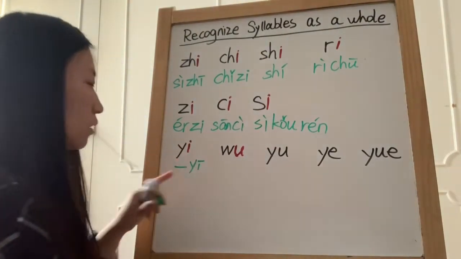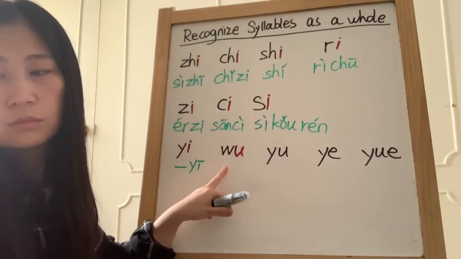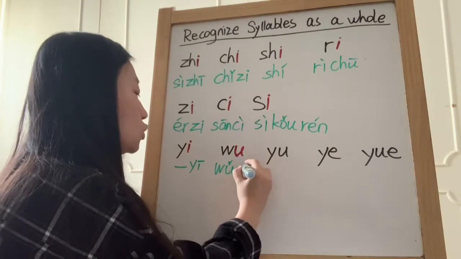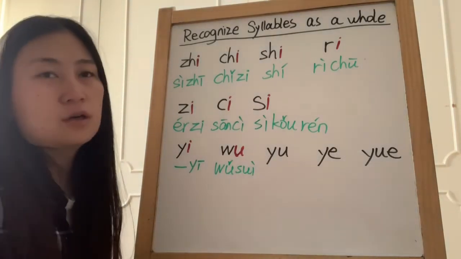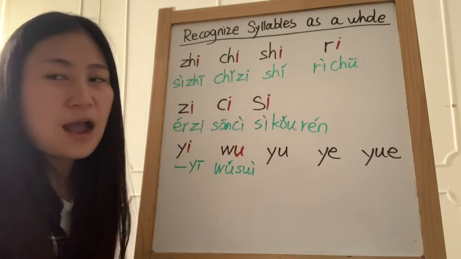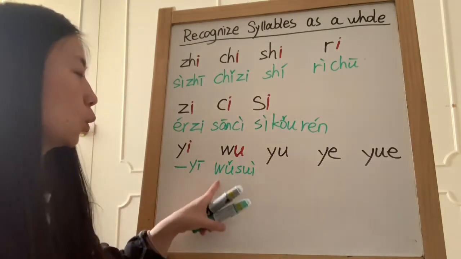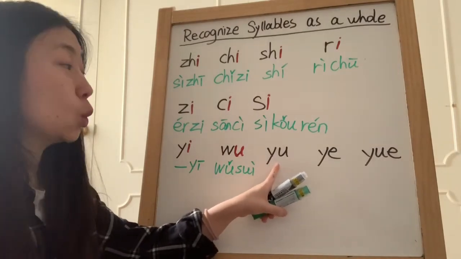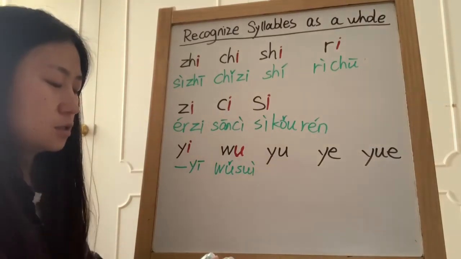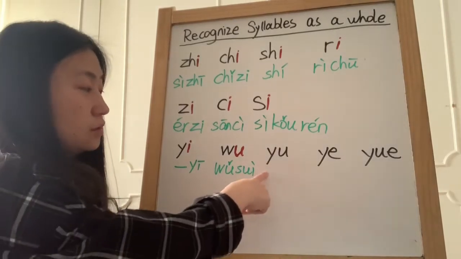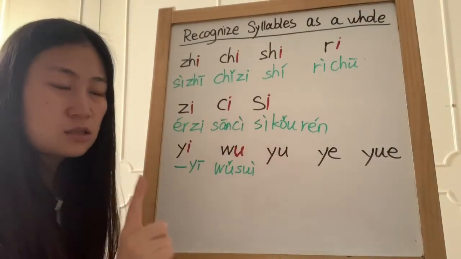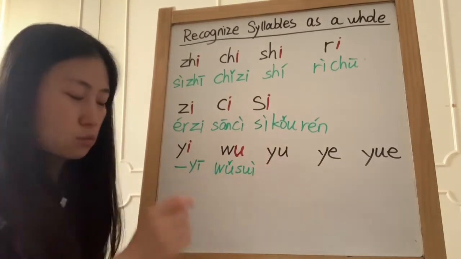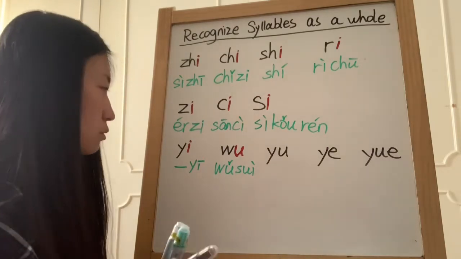E. 5. For example, 5岁. Our infant kids, 4, 5, they have 5 years old. 5岁. Okay? This one is not you, because E and U together doesn't read you, read U. Okay? This one is U.